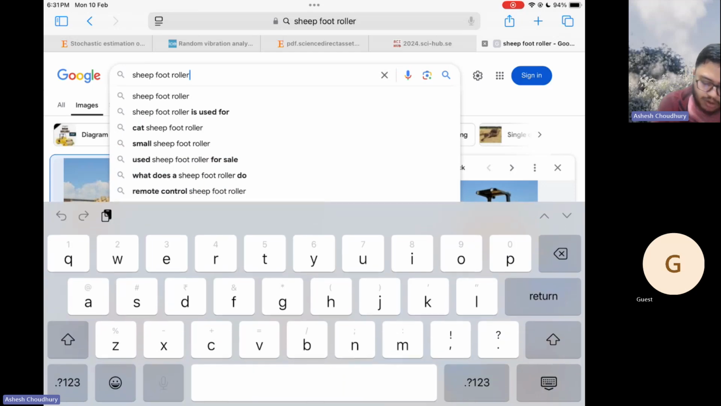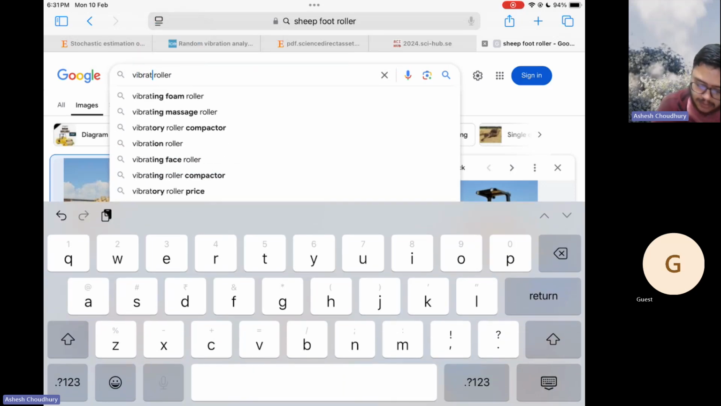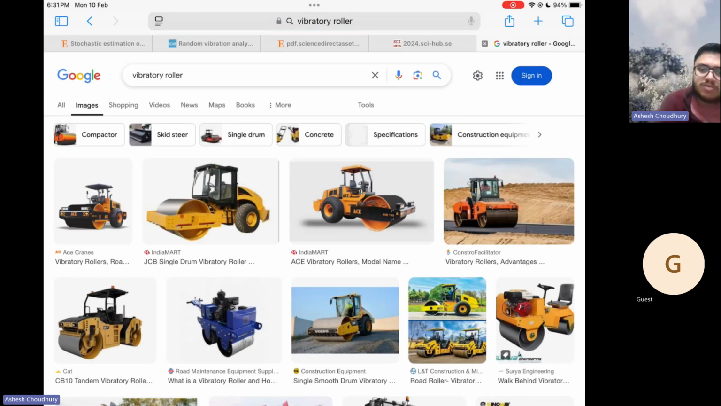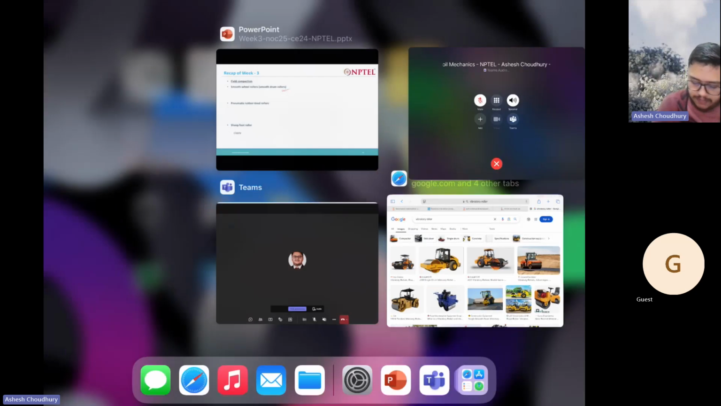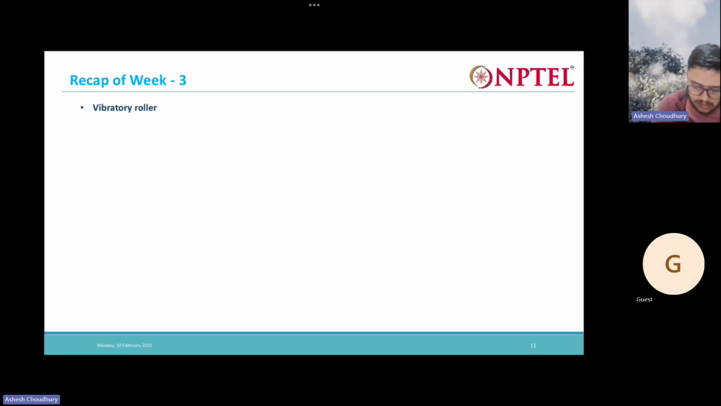And then you also have one more type of roller known as the vibratory roller. They have a destabilizing mass which rotates inside the drum, and due to that it imparts some vibration. These vibratory rollers are very useful for your sandy type of soil. Okay, for sandy soil.